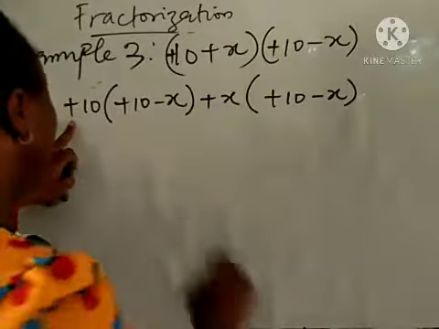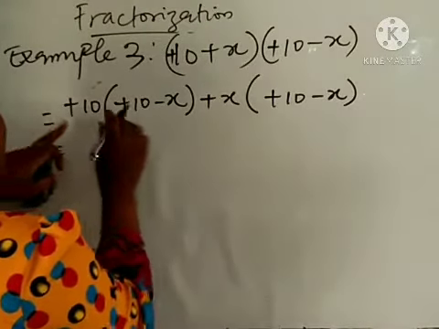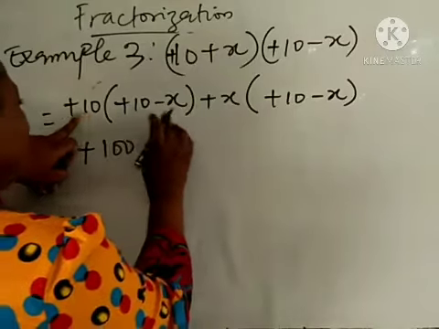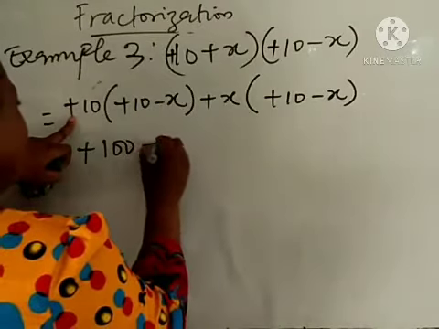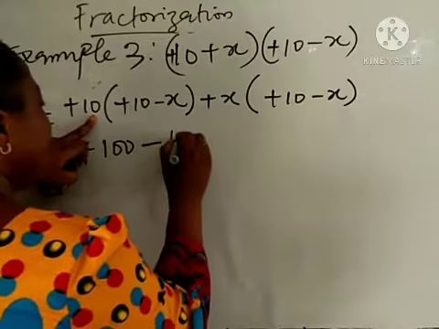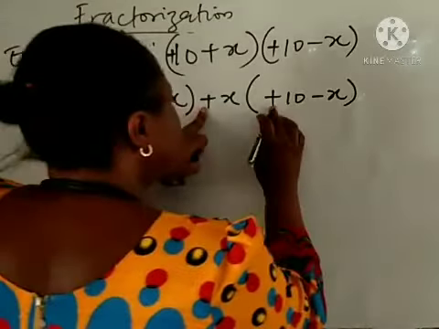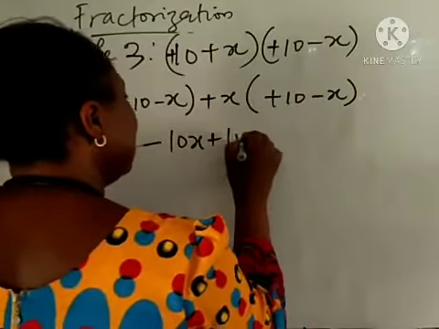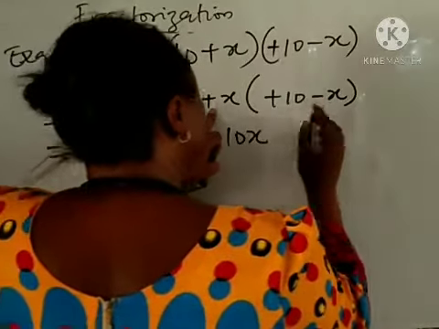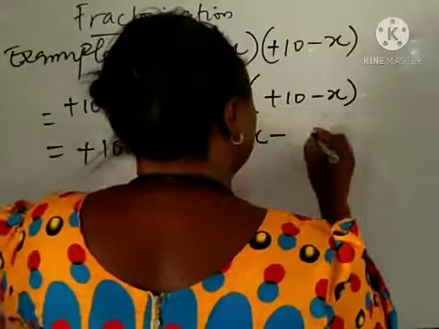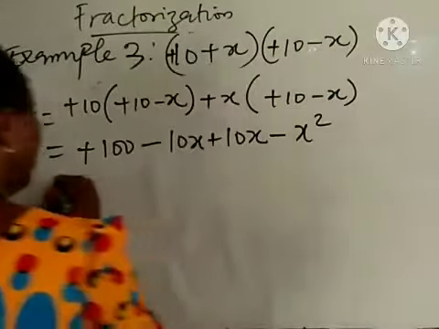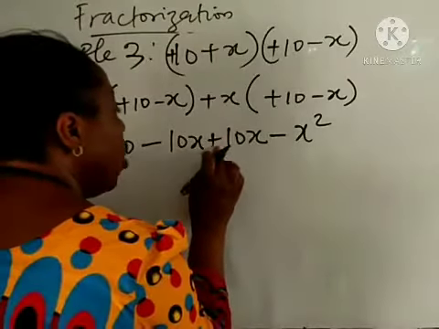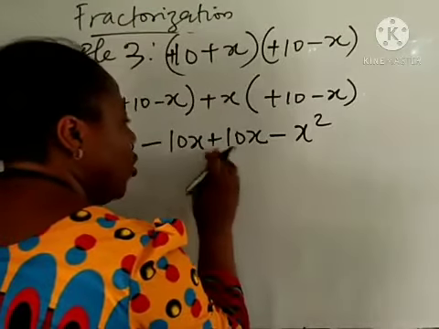Now, let's multiply. Plus times plus will give us plus. 10 times 10, 100. Plus times minus, minus. 10 times x, 10x. Plus times plus, plus. 10 times x, 10x. Plus times minus, minus. x times x, we now have x squared. From here, you now have minus 10x plus 10x.